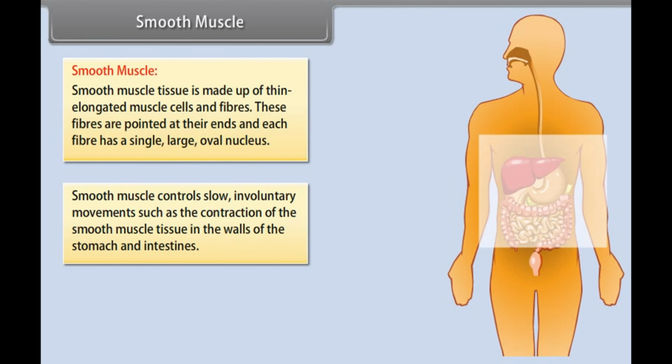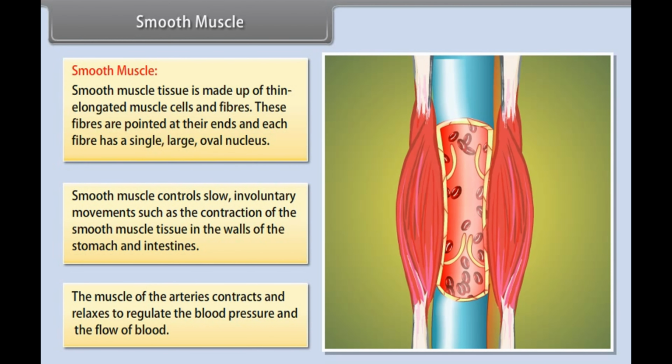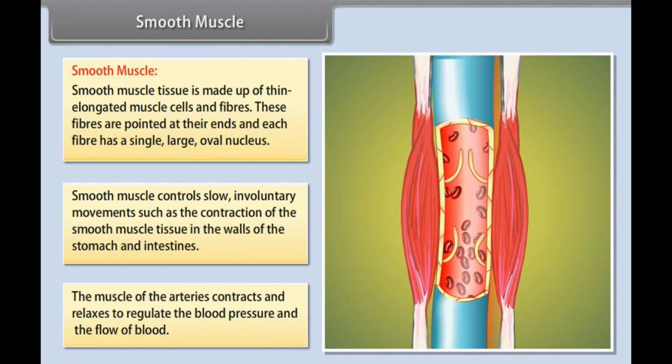Smooth muscle controls slow, involuntary movements such as the contraction of the smooth muscle tissue in the walls of the stomach and intestines. The muscles of the arteries contract and relax to regulate the blood pressure and the flow of blood. Cardiac muscle.